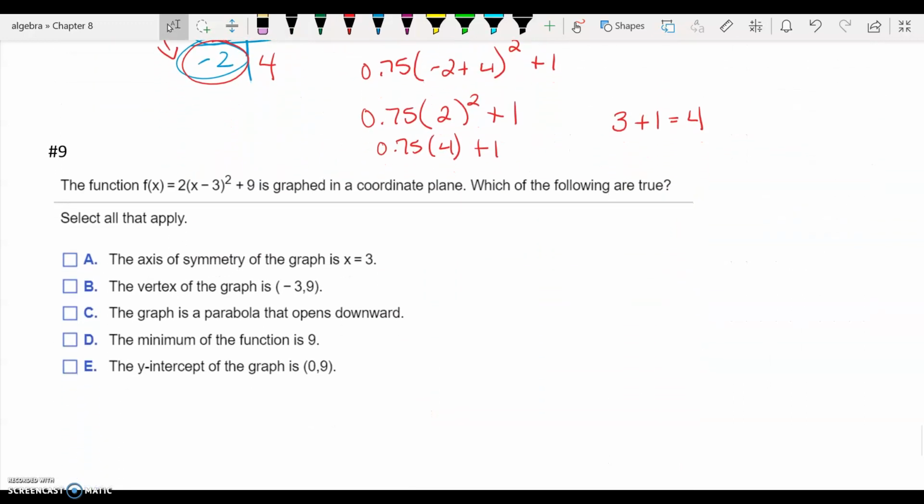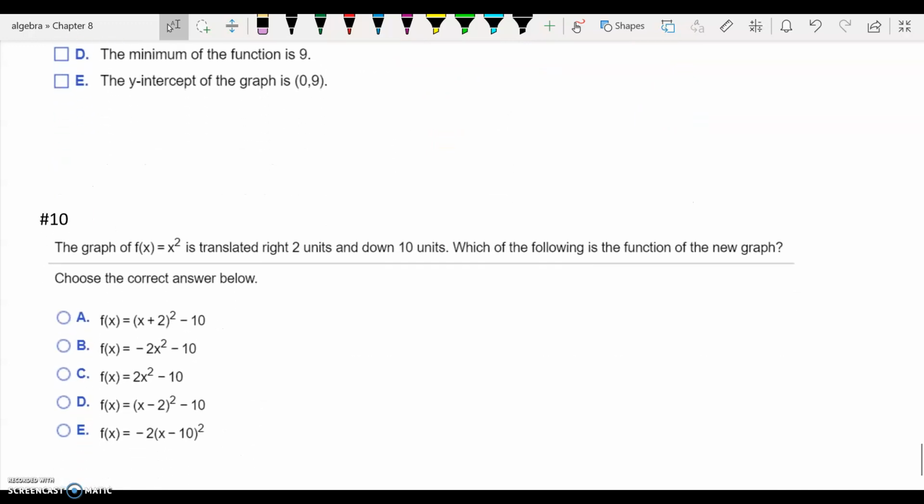Now number 9, it says the function f of x equals 2 times x minus 3 squared plus 9 is graphed in a coordinate plane. Which of the following are true? I want you to write down which are true, A, B, C, D, or E. And it says select all that apply, so it could be more than one answer. So make sure you go through and you look at each one and see if it applies to your problem. And the last one, number 10, I want you to select the correct answer. The graph of f of x equals x squared is translated right 2 units and down 10 units. Which of the following is the function of the new graph? And choose the correct answer below.